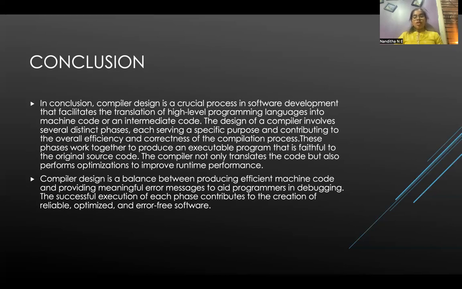The compiler not only translates the code but also performs optimization to improve runtime performance. Compiler design is a balance between producing efficient machine code and providing meaningful error messages to aid programmers in debugging. Successful execution of each phase contributes to the creation of reliable, optimized, and error-free software.